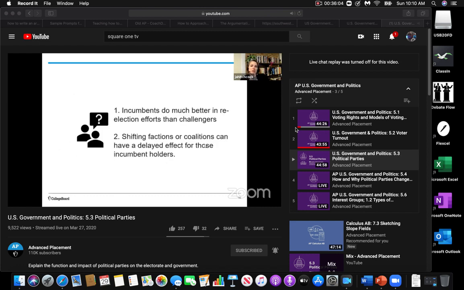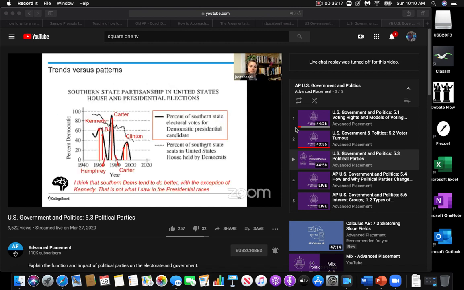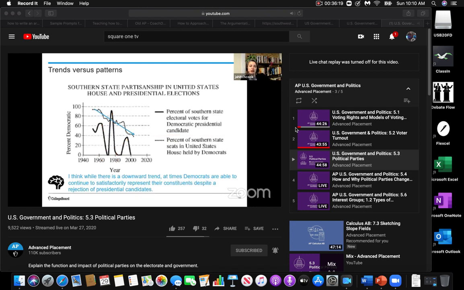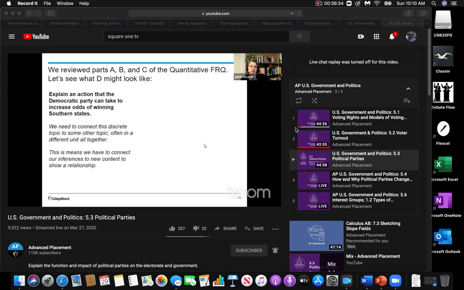So incumbents do better in re-elections than efforts by challengers, and shifting factions or coalitions can have a delayed effect on the incumbent office holders. That's what we're getting at here, right? This line has to do with the fact that they are able to overcome the outrageous slings and arrows of presidential elections because they have held office already and they have clout, they have name brand recognition. People are like, yeah, I'm satisfied with that person.